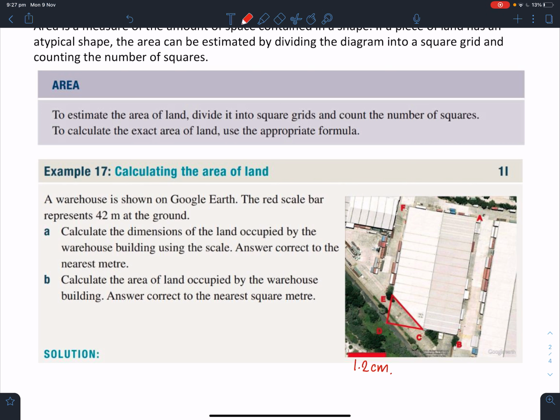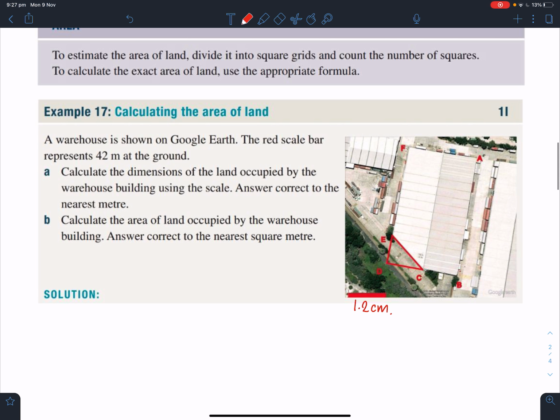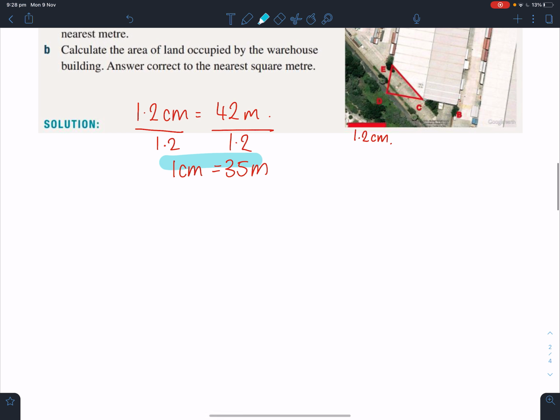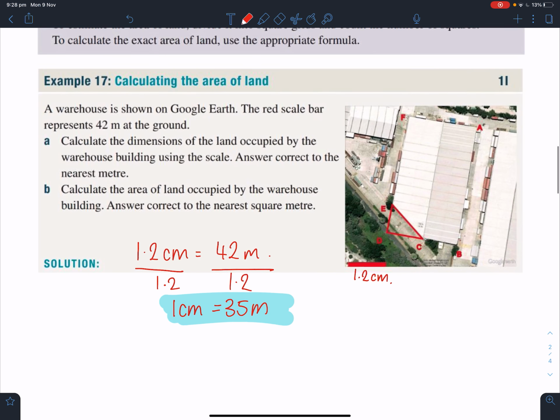So first I want to find my scale. I know that 1.2 centimeters equals 42 meters, so I'm going to divide both sides by 1.2. And I get 1 centimeter equals 35 meters. That's my scale, and that's going to help me with all my calculations. Now this is tricky because of the measuring of the book.